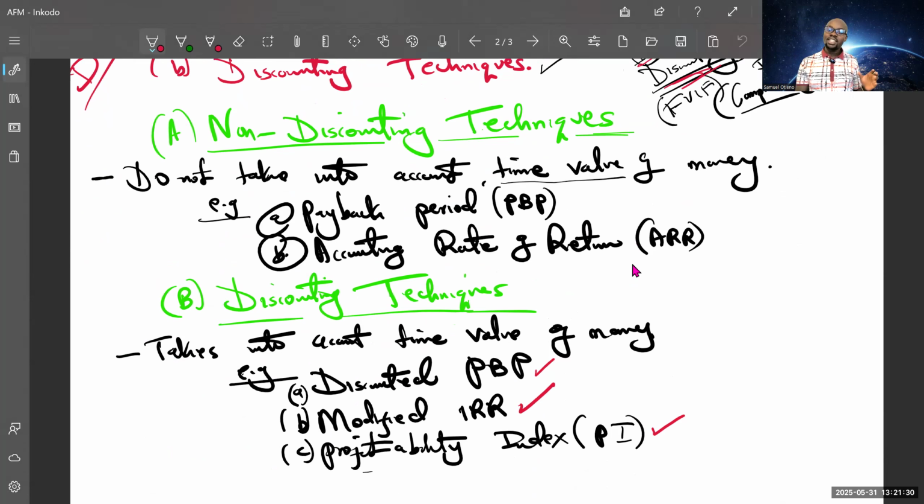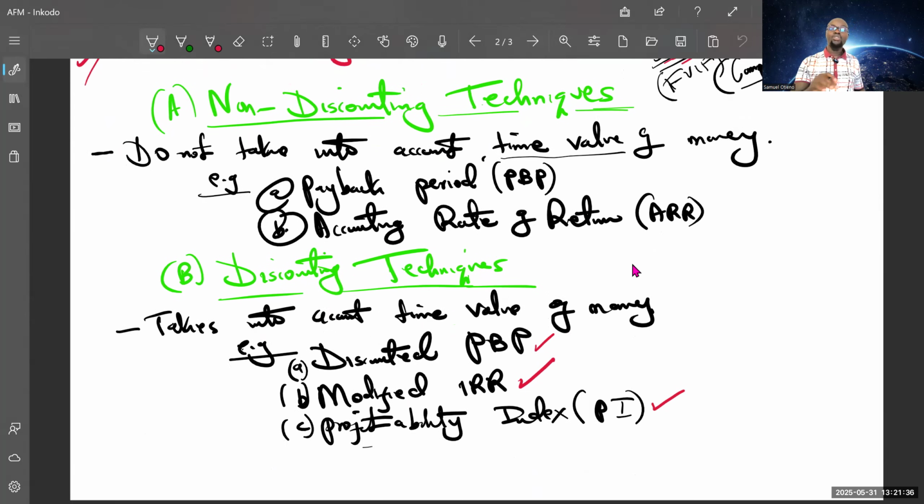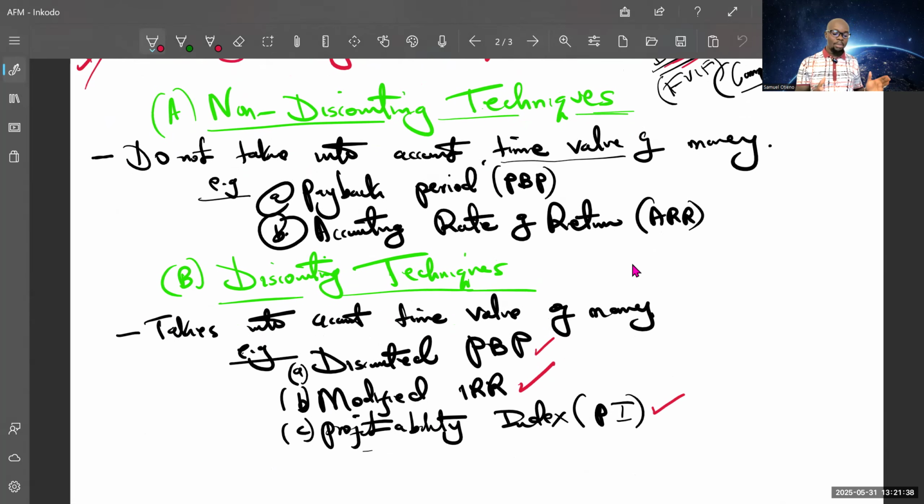The difference, as I mentioned before, is about time value of money. So today, ladies and gentlemen, I want us to start doing the computational. How do we apply this knowledge? How do we do these project evaluation techniques? How will they help us to evaluate a project?